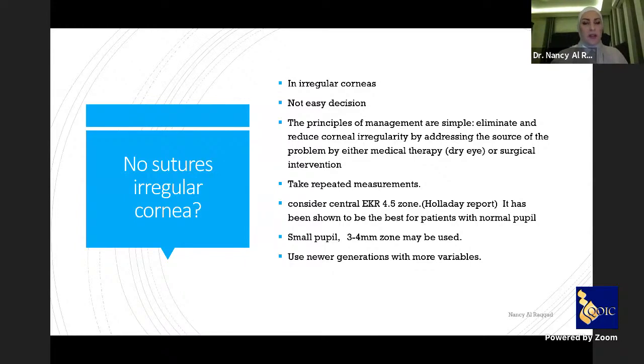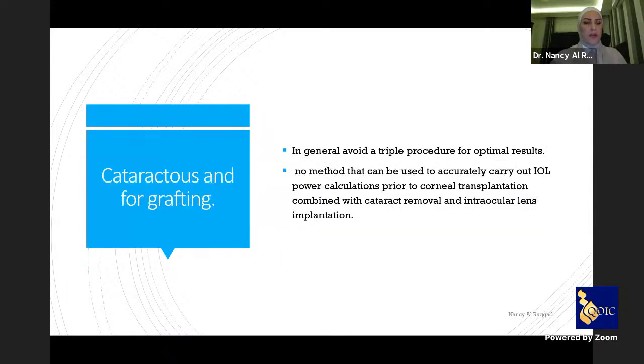results we achieve. Now, what if it's already cataractous and we want to perform PKP? Although I do this a lot of times, it's generally better to avoid the triple procedure, because there's no single method that can be used accurately to carry out IOL power calculation prior to corneal transplant combined with cataract removal and intraocular lens implantation, simply because the cornea and the phase of the eye will change, and you cannot rely on something that will become history.